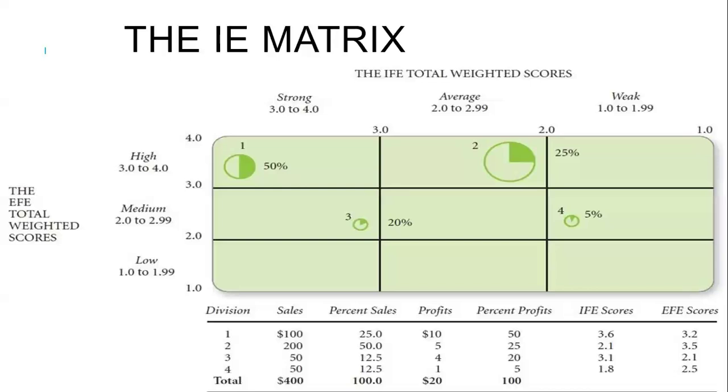But division 4 falls within the region we label as the harvest or divest. So any form of divestiture or restructuring strategy will also suffice for that particular division. And that is how you can use the IE matrix for an organization that may have varied divisions or varied product lines in order to determine the suitable strategies for each of their divisions or each of their products.